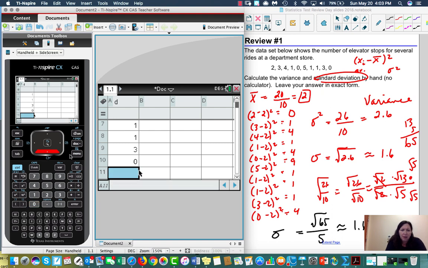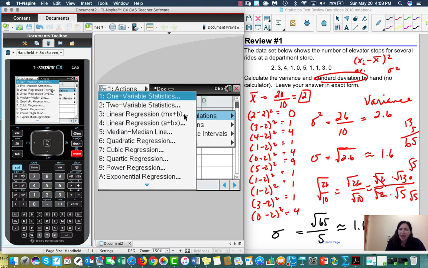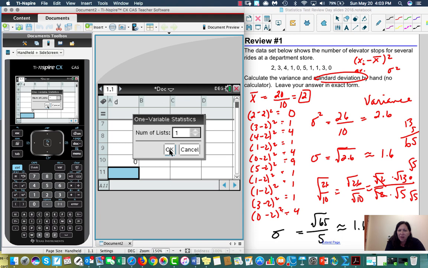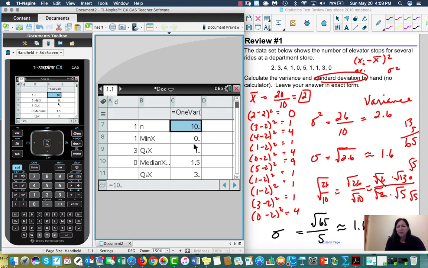Okay, you're going to click on Menu, and then you're going to go to Statistics, Stat Calculations, and One Variable Statistics. You're going to click on this X1, and there's my D for data. And what it did just now was, even though I didn't ask for it, it gave me my minimum, my maximum values, my median. It gave me my Q1 and Q3 in case I wanted to make a box and whisker plot, which you definitely will be doing on the test.